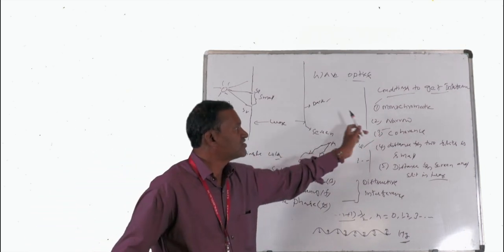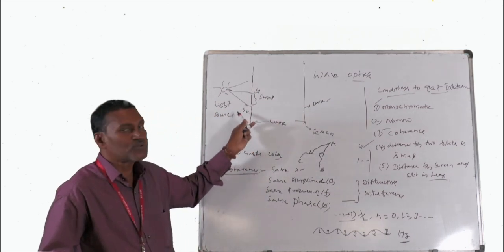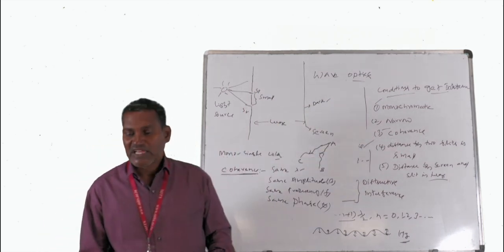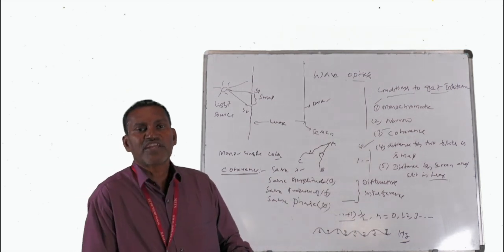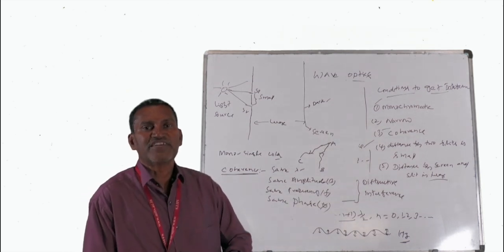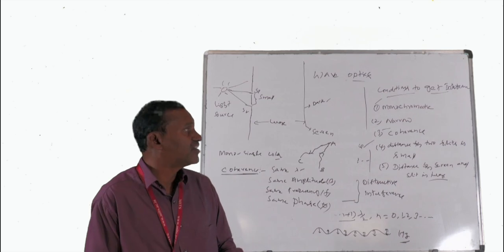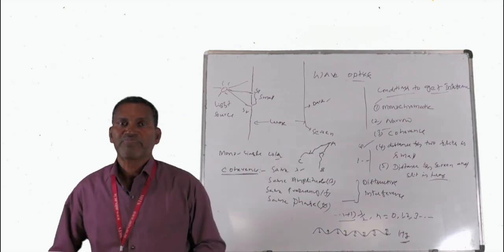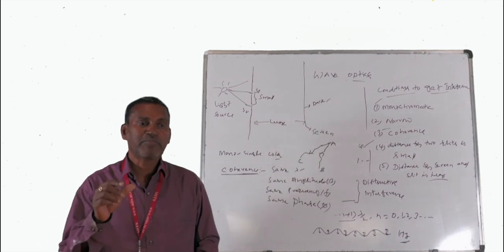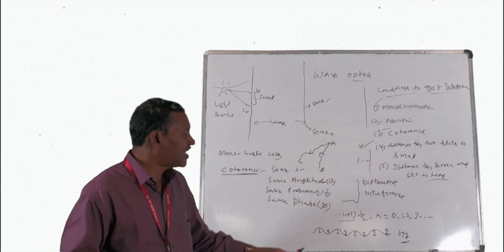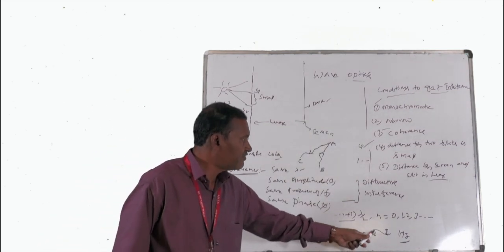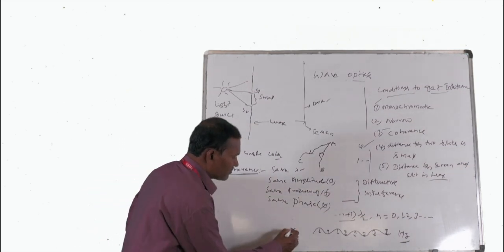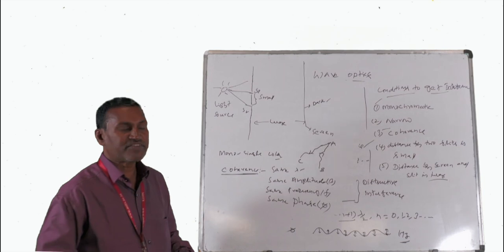Narrow means here we can see S1 and S2. The light source must be narrow. Then coherence. Coherence means the light waves have the same wavelength, same frequency, same amplitude, and same phase. Same phase means that at a particular time, the position of the particle along the wave is called the phase. The phase is represented with phi.